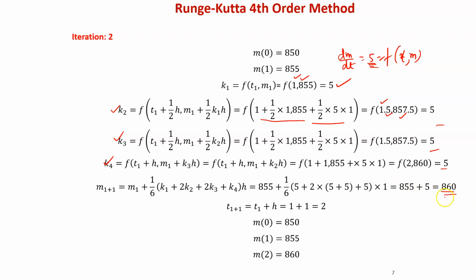Now that is actually matching with the analytical. t2 is equal to t1 plus h. t1 is 1 and h is 1, so that is 2. So m of 0 is 850, m of 1 is 855, m of 2 is 860. And analytically also we got that m of 2 is 860, so that is matching. So now we understood the hand calculation of the RK4 method.